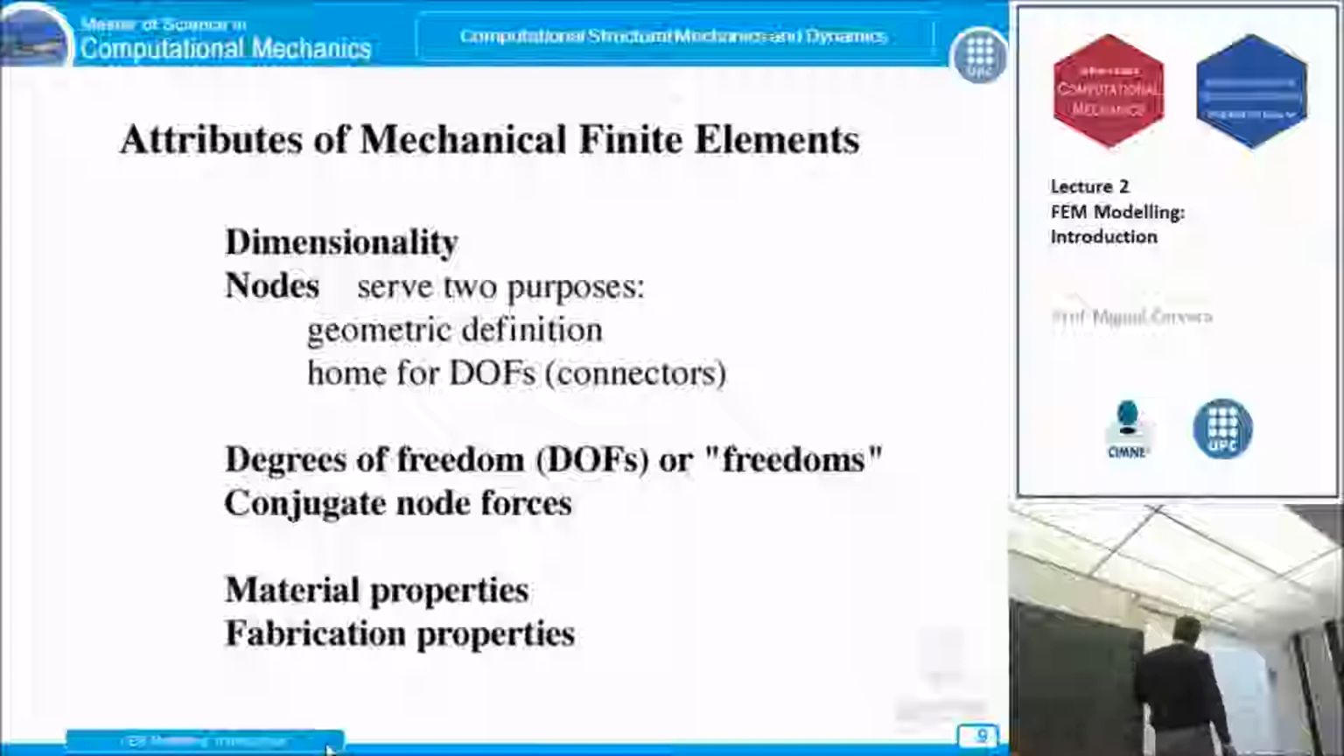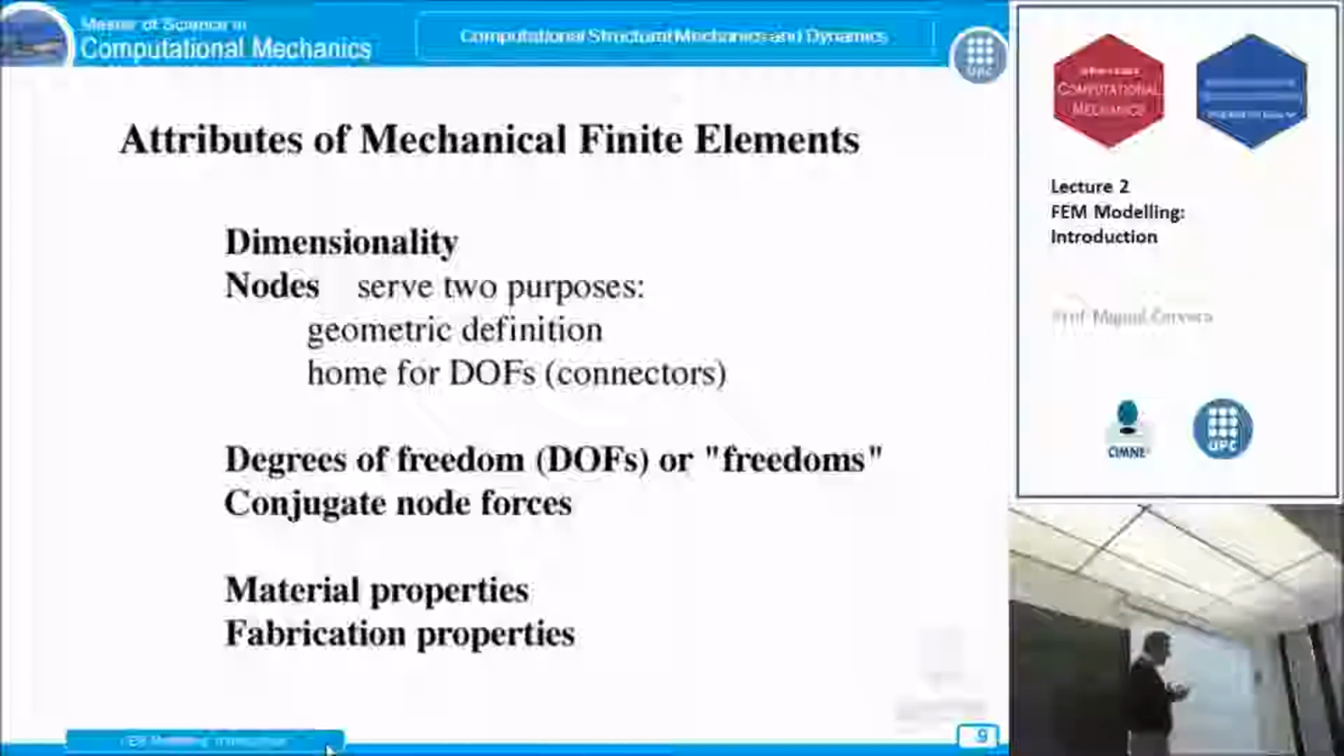And usually, the nodes are also the home for the degrees of freedom, as we have seen in the example. Okay? Not only did the nodes indicate to you that the bar went from node 1 to node 2, but it's also the degrees of freedom, the translation of the nodes, that were the degrees of freedom of the element. Now, apart from having nodes, an element is defined by the number of degrees of freedom it has. Okay? Usually sitting at the nodes, but not always.